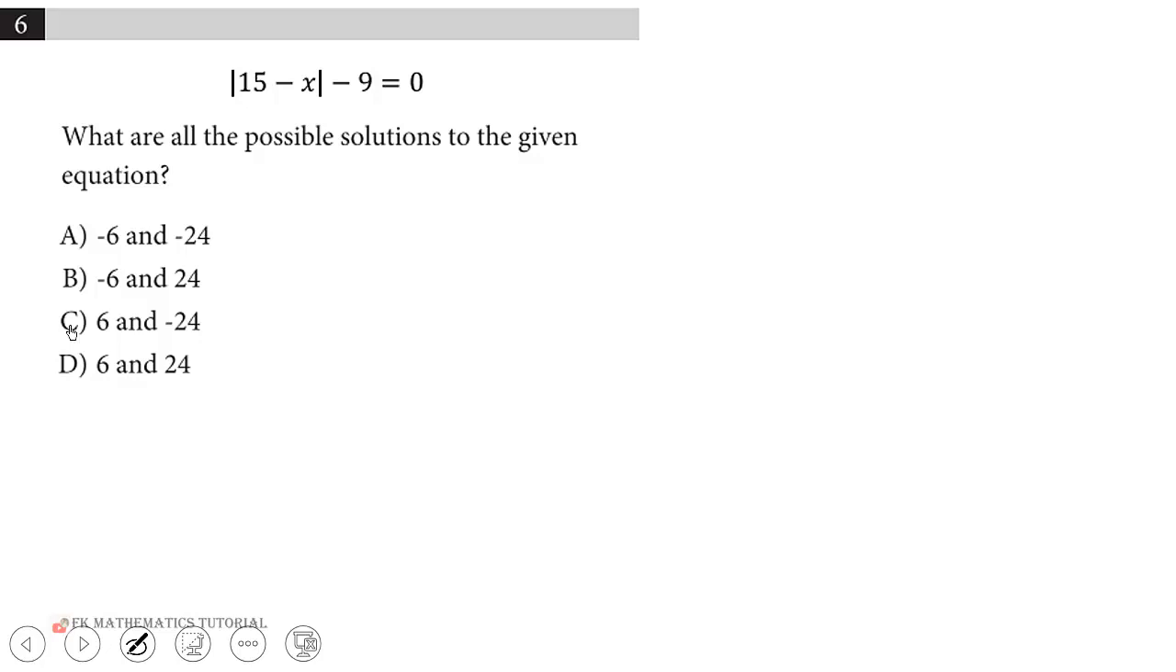So if we have the absolute value of 15 minus x, minus 9 equals 0, then we can add 9 to both sides to get the absolute value of 15 minus x is equal to 9. So 0 plus 9 gives us 9. The negative 9 plus 9 gives us 0. We are left with 15 minus x on the left hand side.